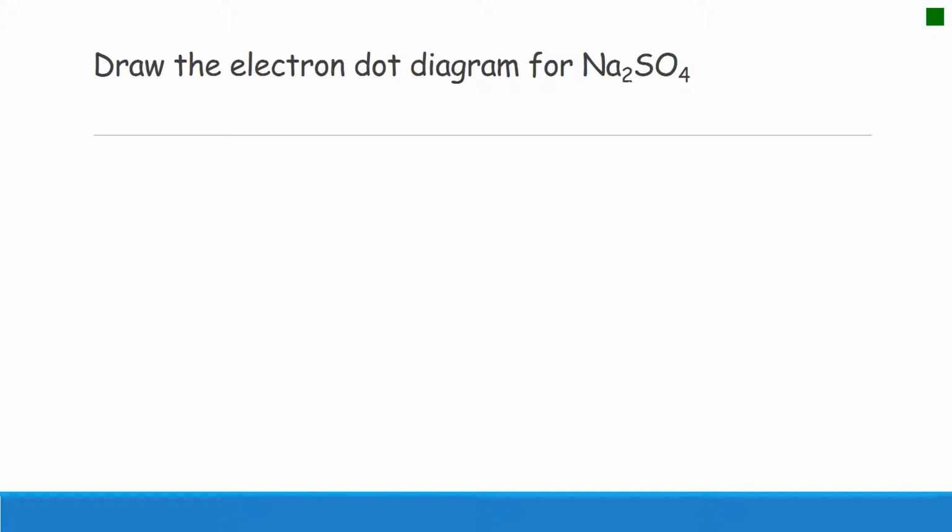Now let's try a more complicated example. Sodium sulfate is considered to be an ionic compound because we have sodium ions and sulfate ions. But this compound also contains covalent bonding within the sulfate ion. So this one is going to be a little bit more complicated because we have to show both types of bonding. So we already can see that there are 2 sodium ions. I'm just going to draw in 2 sodium ions. And we know the sodium has a charge of +1.